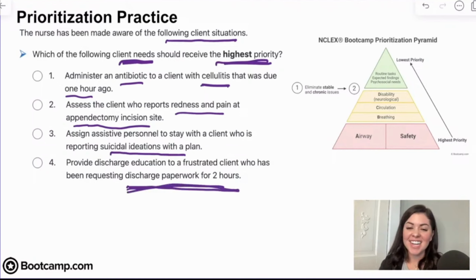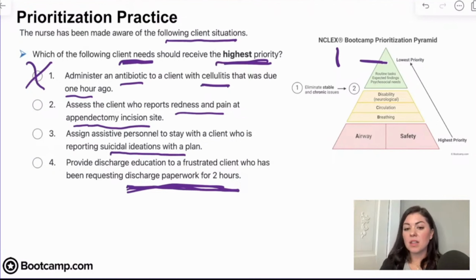So I see you guys are already answering this question, and certainly I love your answer, but I think we can gain a lot more knowledge by looking at our wrong answers here for a second. So option 1, administering an antibiotic to a client with cellulitis that was due 1 hour ago. That is a routine task, antibiotics. And certainly we want to administer medications in a very timely manner, but typically delaying an antibiotic for 1 hour is not going to create any type of life-threatening issue for our client, okay? So once again, routine, not going to create any type of life-threatening complication.